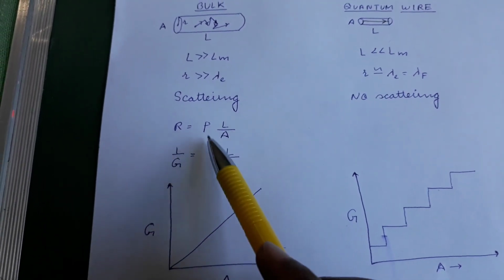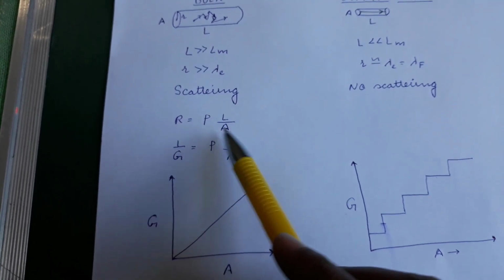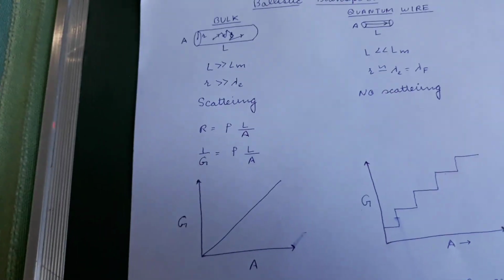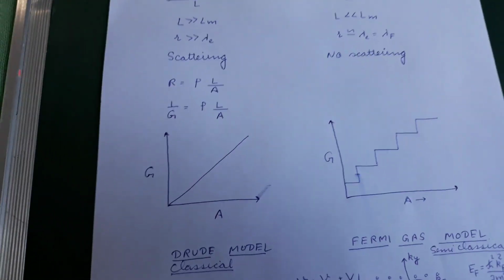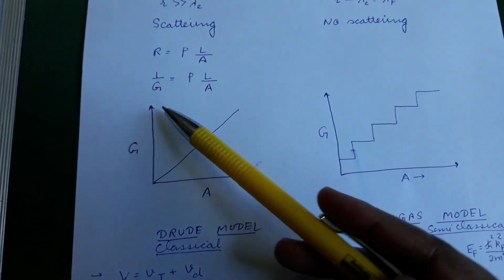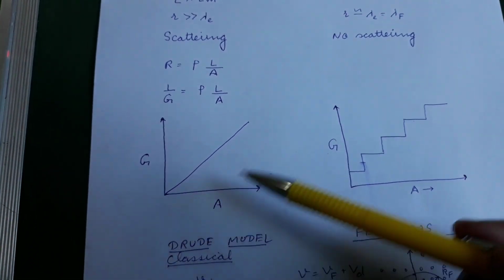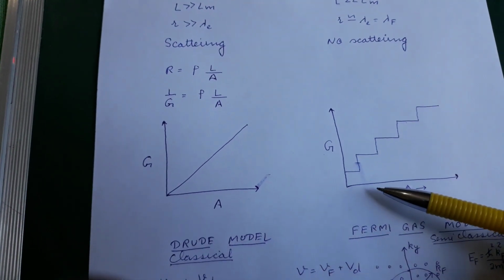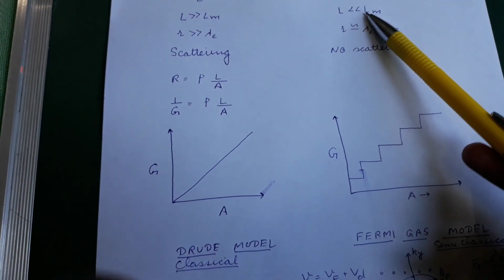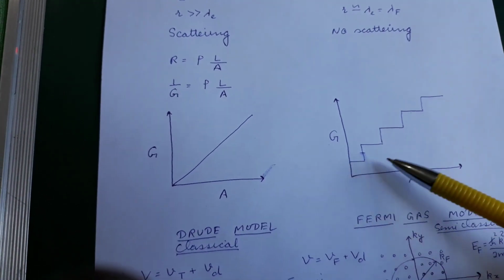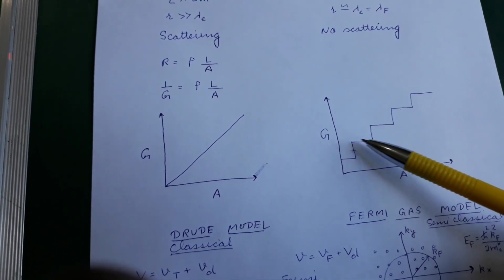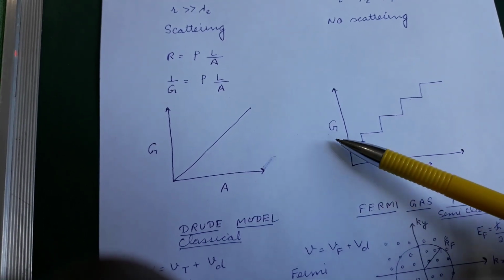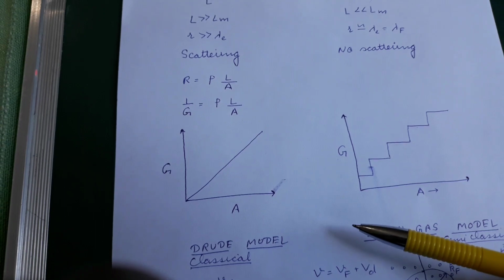We know that resistance is given by resistivity times length upon the cross-sectional area, so the conductance will be given by 1 upon R, G equals A upon rho L. So for a bulk material, as the cross-sectional area of the wire increases, the conductance should ideally increase. This is what we should expect. But in actual, in a nanowire where the length is less than the mean free path, although the conductance will increase, it will increase in definite steps. It will be quantized. That is why conductance is quantized in ballistic transport.